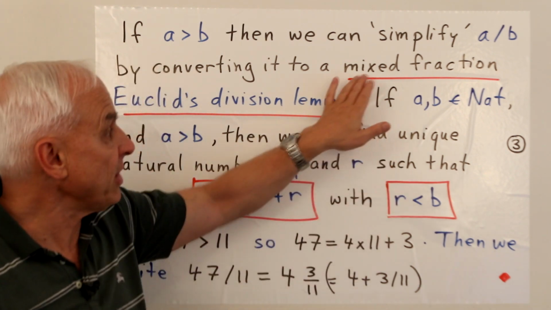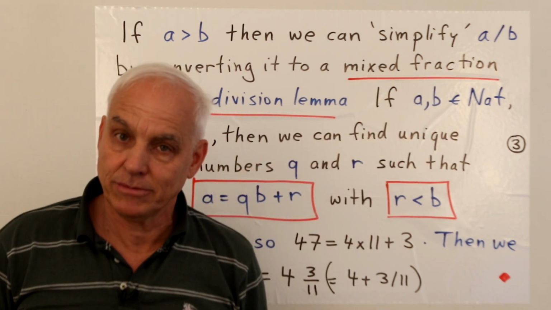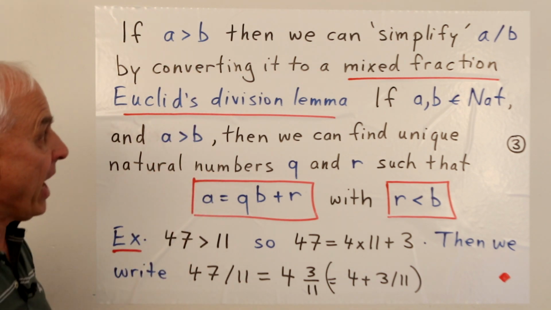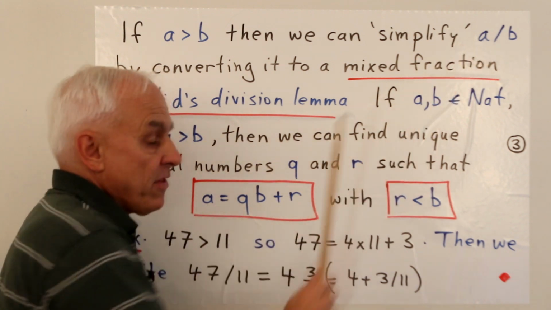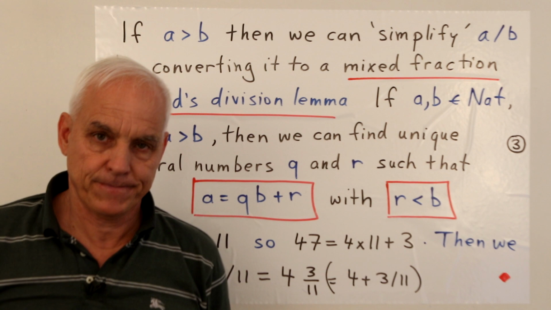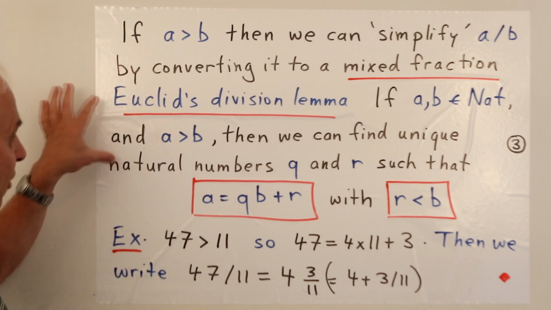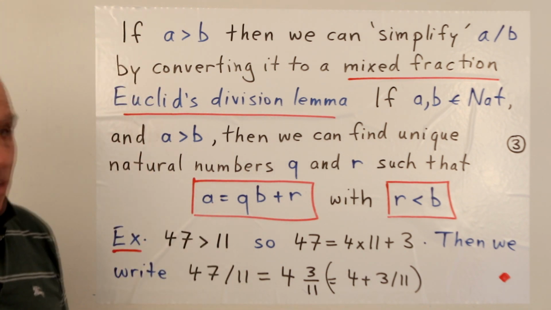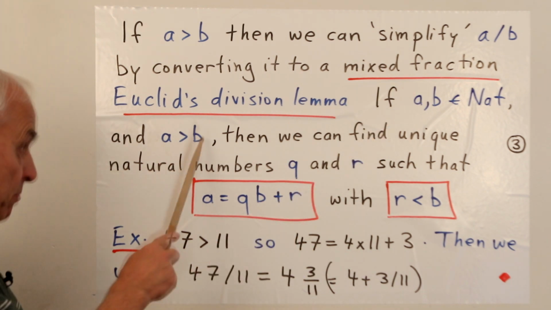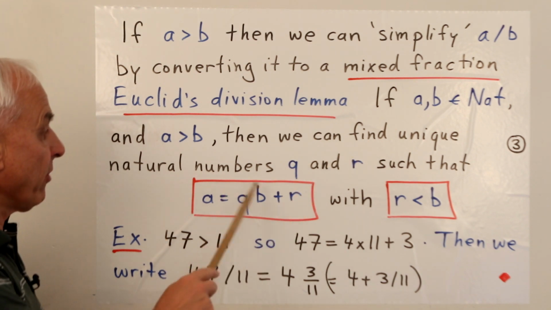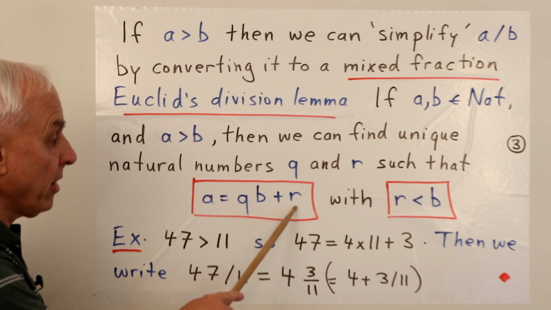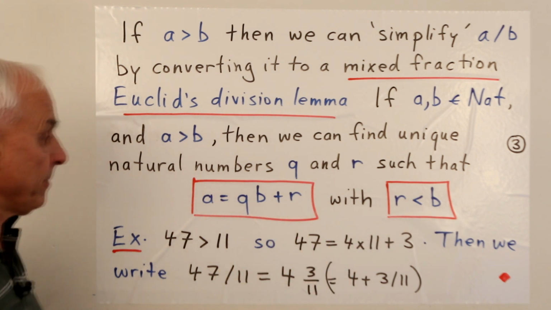The first one has to do with the introduction of the idea of a mixed fraction. Suppose that we have a bigger than b, and then we can try to simplify the fraction a over b by converting it to a mixed fraction. What does that involve? Well, it involves, crucially, Euclid's division lemma, which says that if a and b are natural numbers, and a is bigger than b, then we can find unique natural numbers q and r such that a is q times b plus r with r less than b.